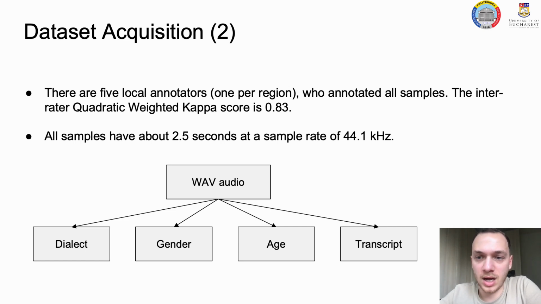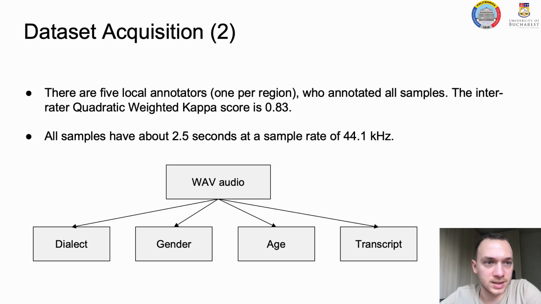There are 5 local annotators, 1 per region, who annotated all samples. The inter-rater quadratic weighted kappa score is 0.83, indicating that the collected labels exhibit a substantial agreement among human annotators. The average accuracy of our raters is 86%, indicating that the task is fairly easy for humans. Note that all raters are native Romanian speakers who speak the literary language, as well as at least one of the 5 dialects.